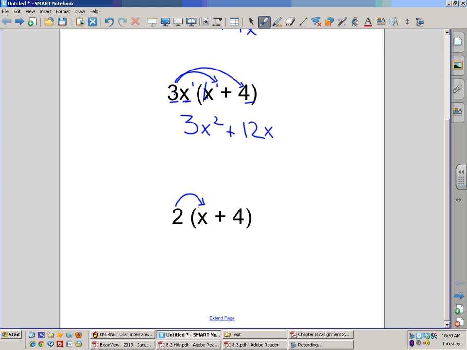We don't have a coefficient here, so it's 2 by 1 and then 2 by x. So we have 2x, and then come back, and we have 2 by positive 4, which is positive 8. So that's just a little reminder of how we handle the distributive property.